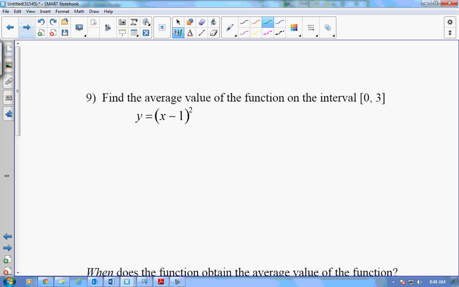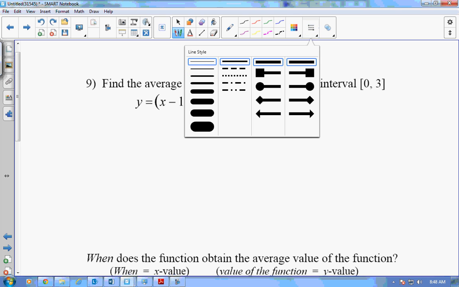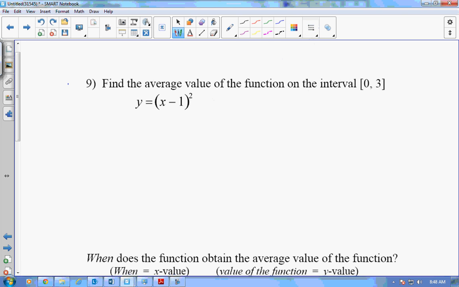Okay, look at number 9. Find the average value of a function on the interval 0 to 3. Again, we know average value of the function is 1 over b minus a of the function evaluated from a to b. Just jumping to 9. We're skipping number 8 because we don't have enough time. And I like 9 better than number 8.